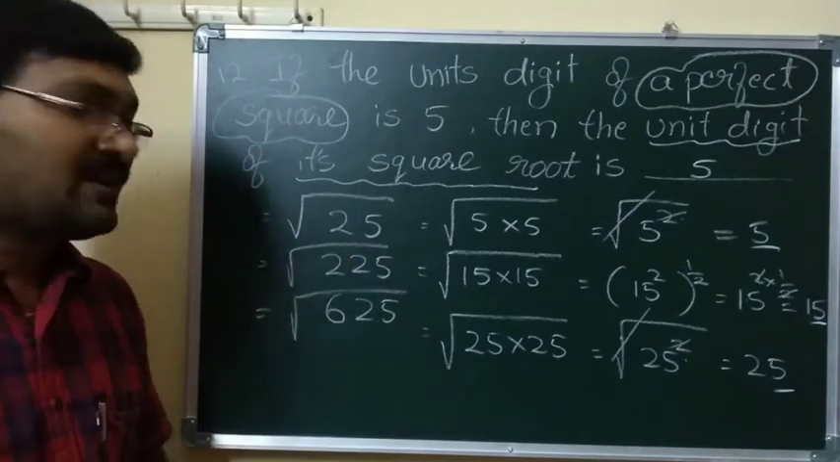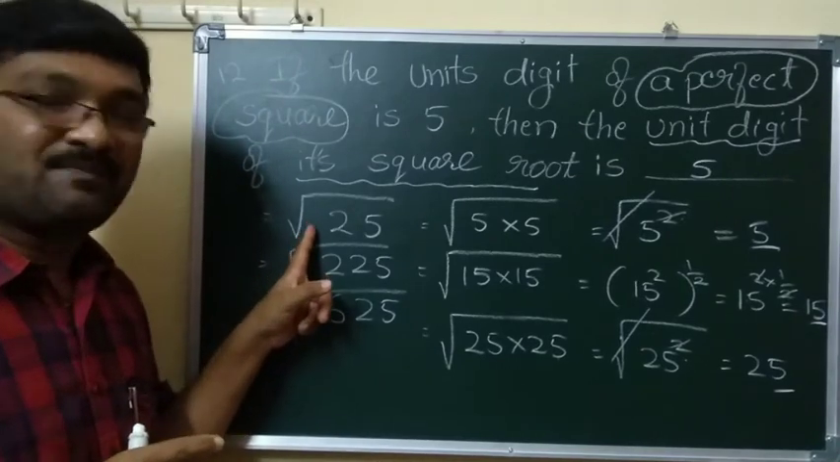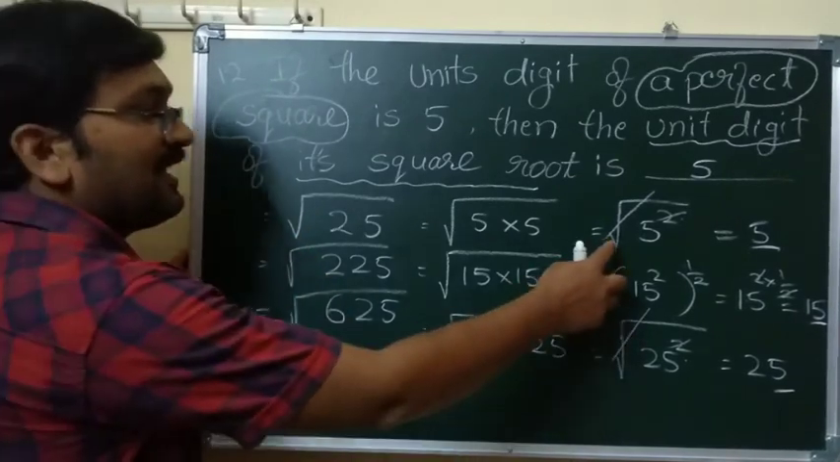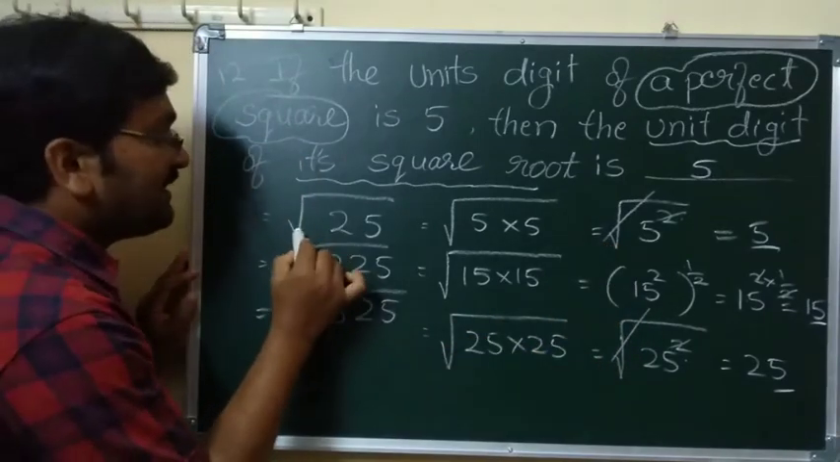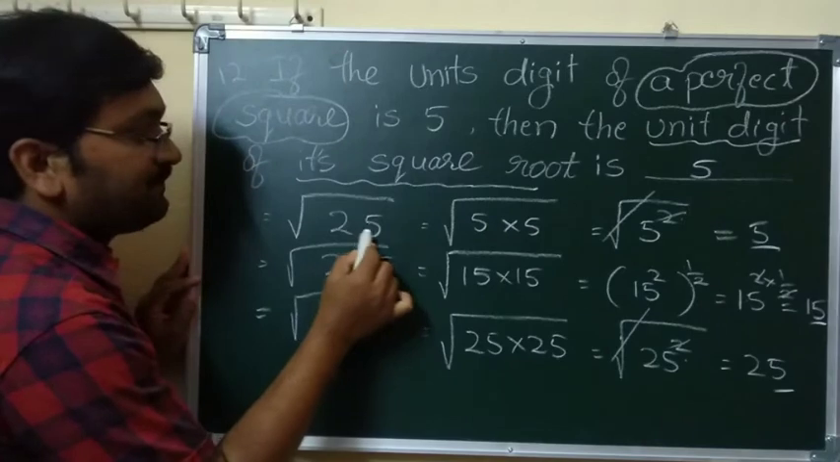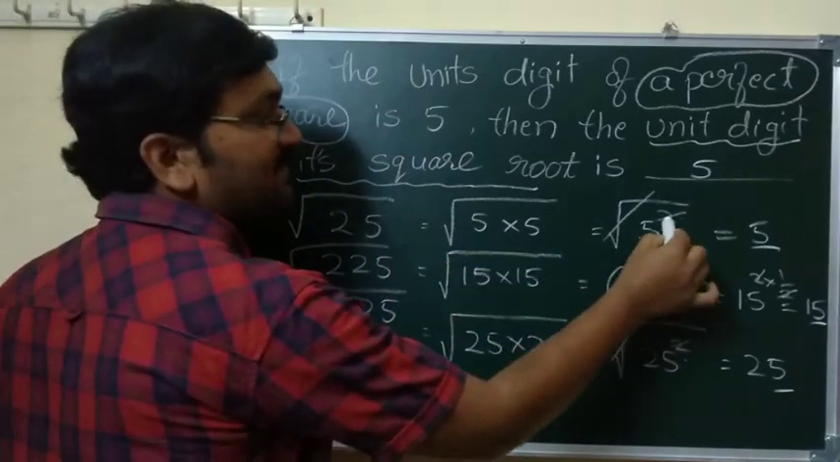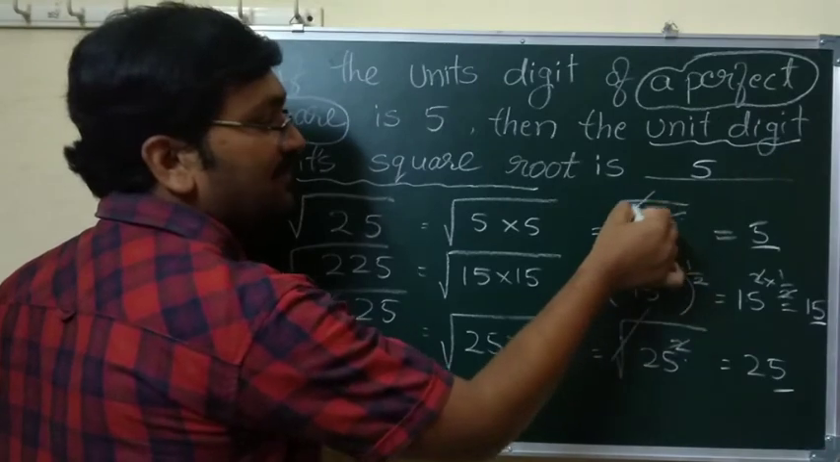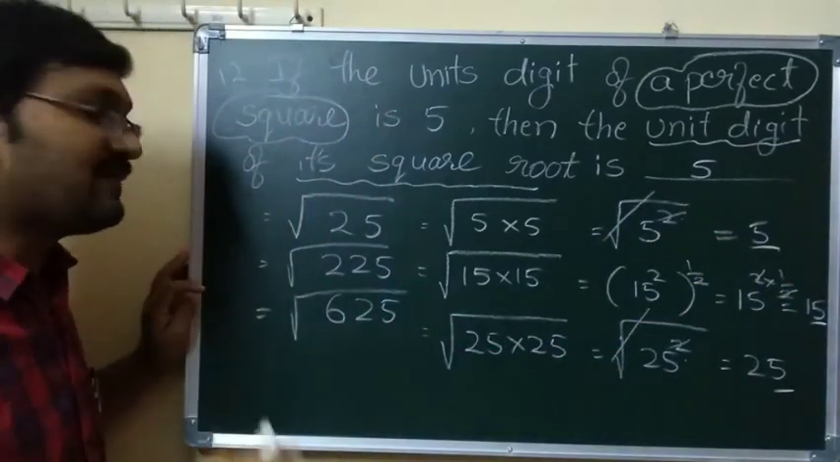Can I explain one more time? Otherwise it's enough. Okay, I will explain this one more time, because I wrote this one in one method and this one in another method. Look at the square root of 25. 5 fives are 25, so I can write 5 square. Square and root will be cancelled, so what remains is 5. That is the answer. That is the first method.